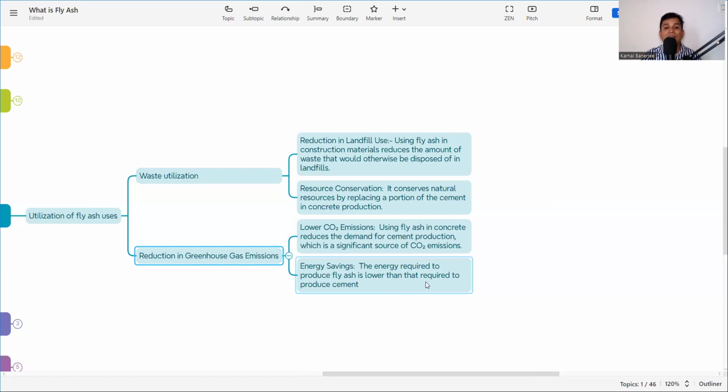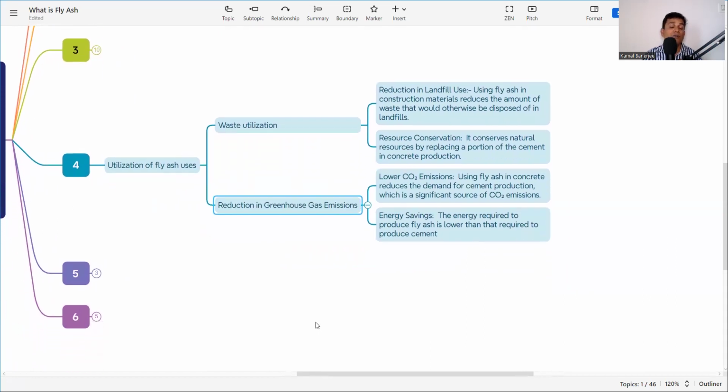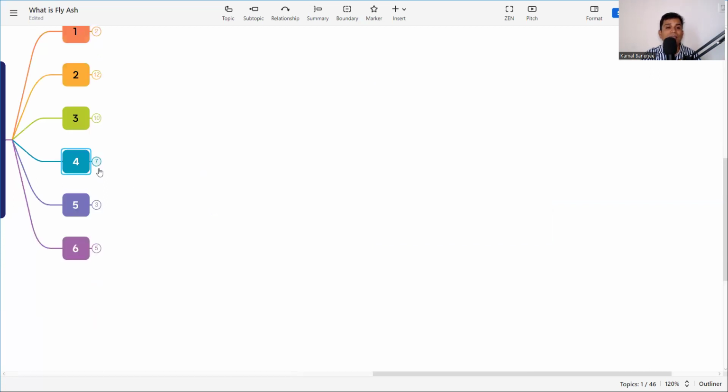Then energy savings. The energy required to produce fly ash is lower than that required to produce cement. So in this way, we are also saving energy. So in this way, we can utilize fly ash, whatever the detrimental effect was there. If we are using it as a construction material, we are helping with the reduction in landfill use, resource conservation, lower CO2 emissions, and energy savings. So these are the things we can utilize fly ash for.